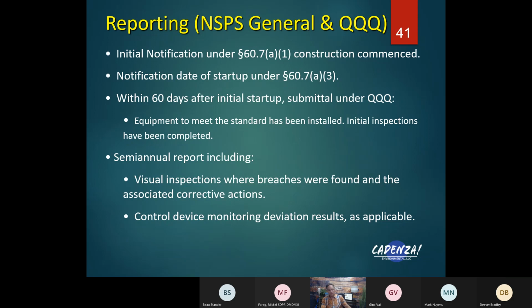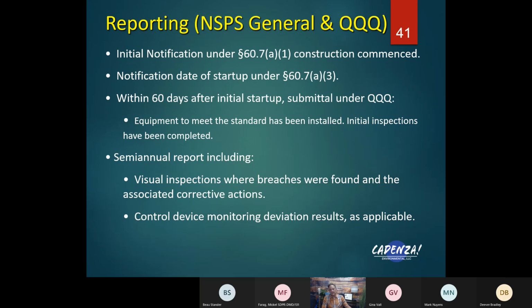And then lastly, some reporting requirements. Because it's in NSPS, under general requirements for NSPS, anytime construction is commenced, you have to notify. You have to notify the date of the startup of NSPS. Then QQQ specifically requires that after 60 days of the initial startup, the equipment used to meet the standard has to be installed and initial inspections have to be completed, and you certify that it was installed and the inspections and all things are working the way they were supposed to be.